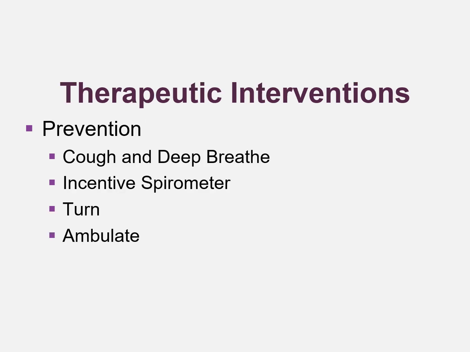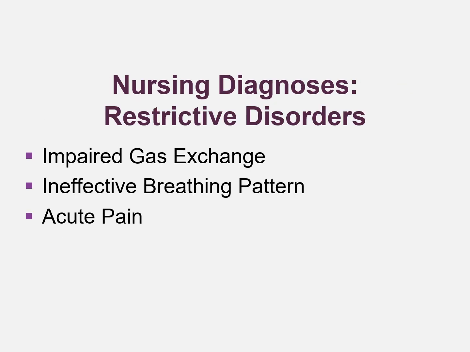So we need them to cough, deep breathe, use the incentive spirometer, turn every 2 hours or frequently, and ambulate. And then nursing diagnosis is impaired gas exchange, ineffective breathing, acute pain.